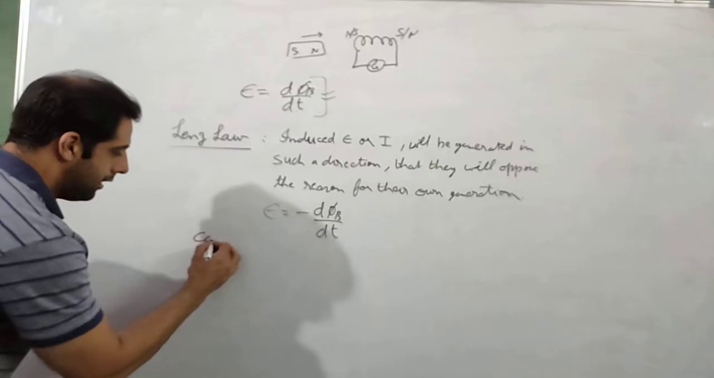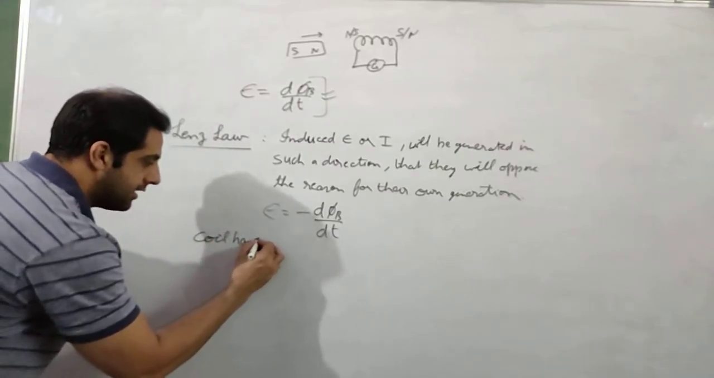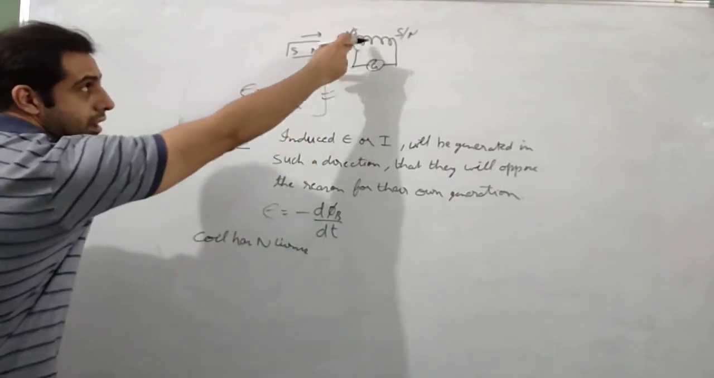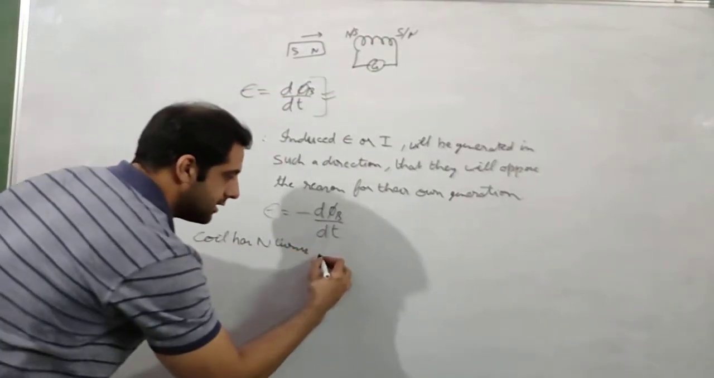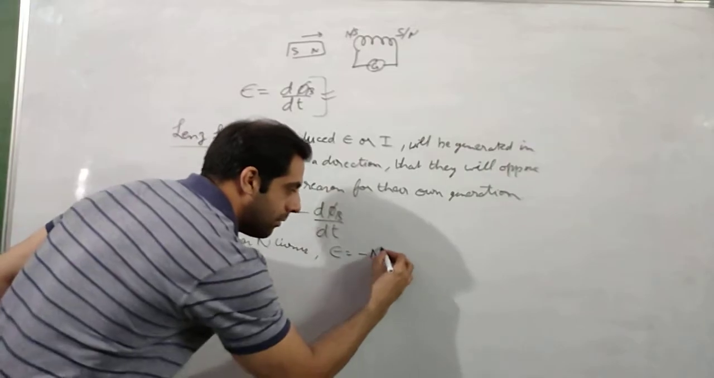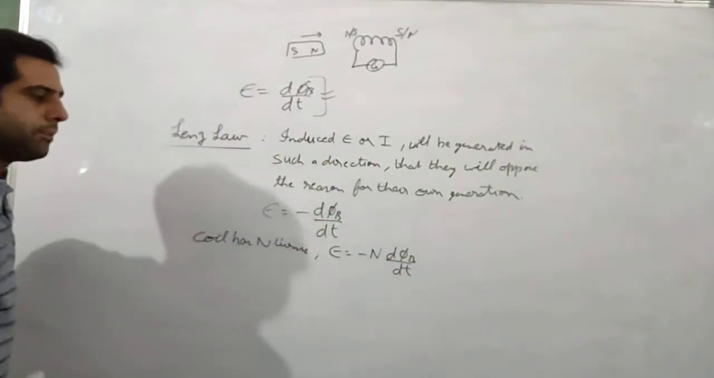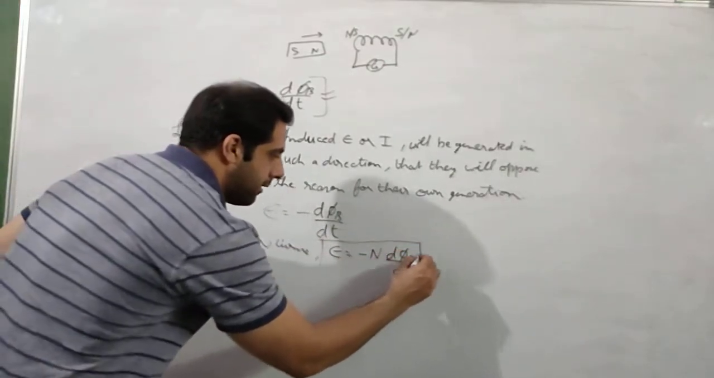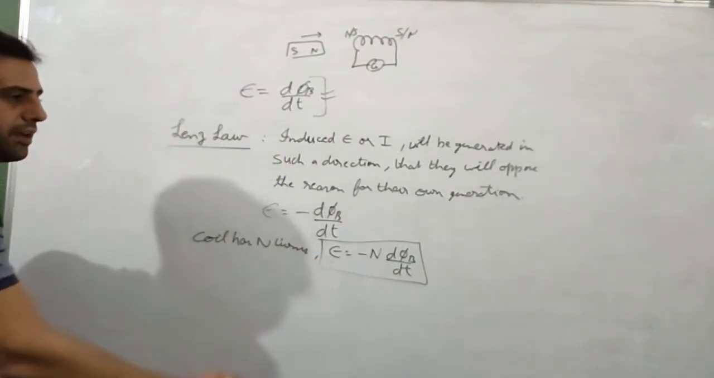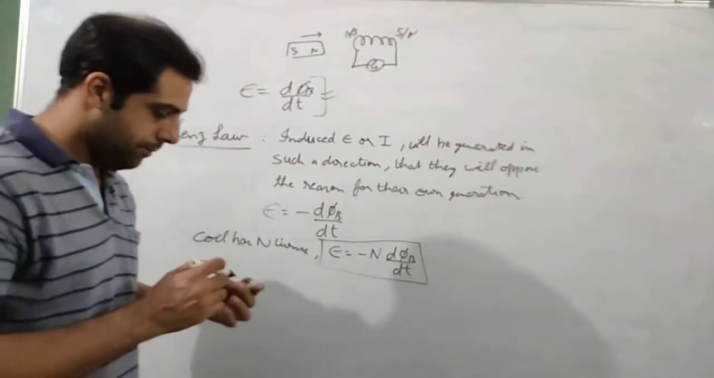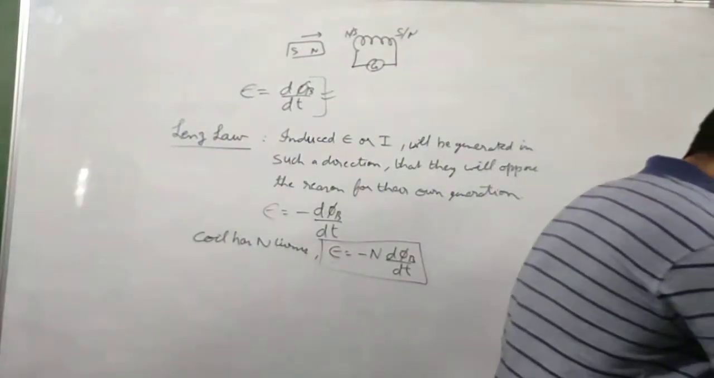And if the coil has n turns, like this coil, there are several turns, then EMF will be equal to minus n d phi by dt. So this is the complete statement which not only gives the magnitude but also gives the direction in which the EMF is generated. So this is theory.